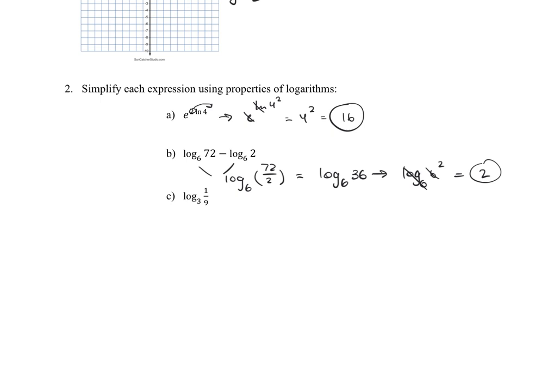For part C, we want to get matching bases. 1/9 is the same as 3 to the power of -2. So log base 3 cancels base 3, and we get -2.